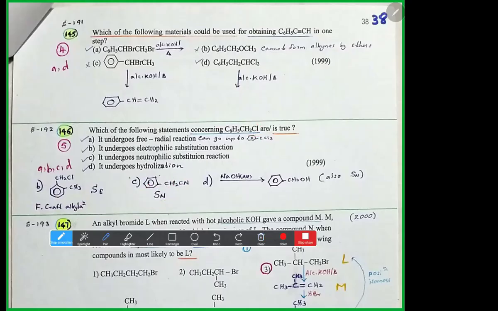Hydrolysis is also possible with sodium hydroxide. That chlorine can get away and joins this OH minus. That's also an SN reaction. All four are possible. 146, answer 5.